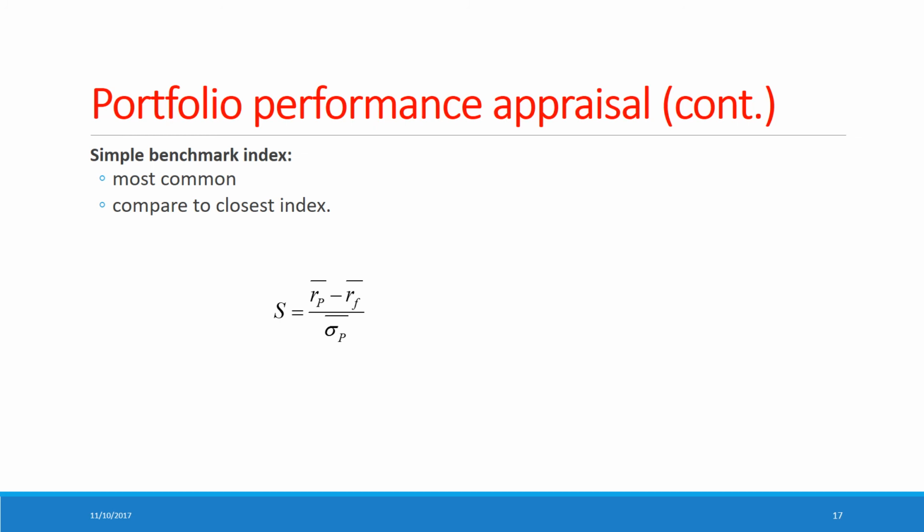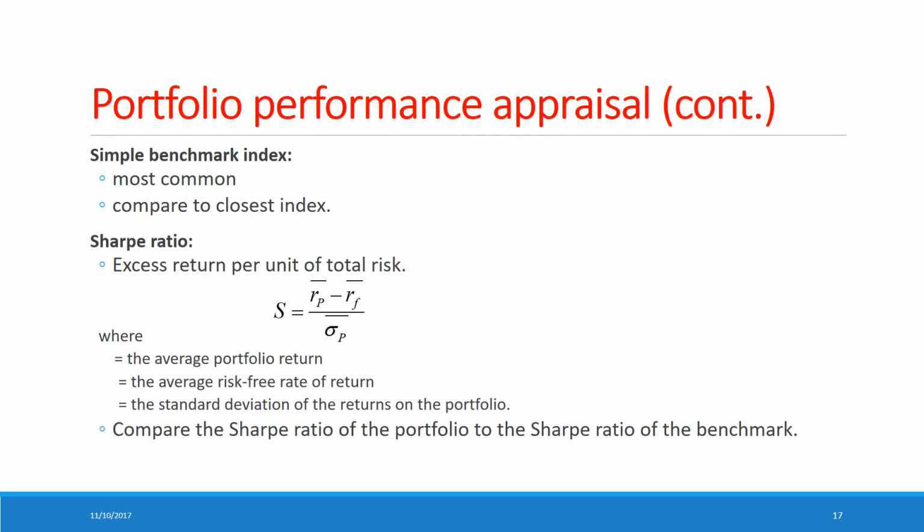So to measure portfolio performance, we have the most simple method, which is to compare the portfolio returns with an index, right? So say we have the S&P 200 index. We could also use the Sharpe ratio. This is one of the most commonly used ratios in the industry.